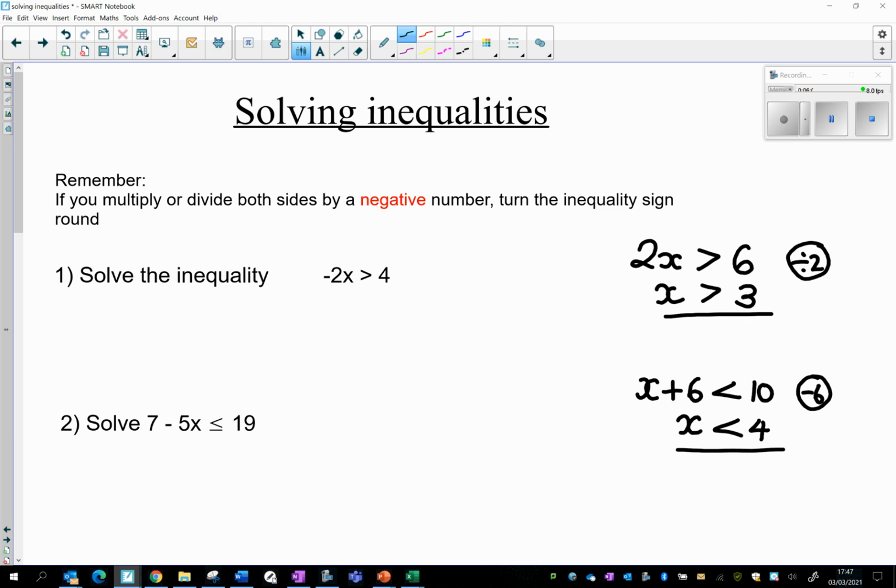So let's have a look at number 1 here. So we have got minus 2x is greater than 4. Now the quickest way to do this is just to divide both sides by minus 2, because what I want to do is make that left-hand side into just x. But when I do that, because I'm dividing by a negative number, the inequality sign changes direction and it points left instead of right. Now do the same on the right hand side. 4 divided by minus 2 is minus 2, and there is the solution to the inequality.